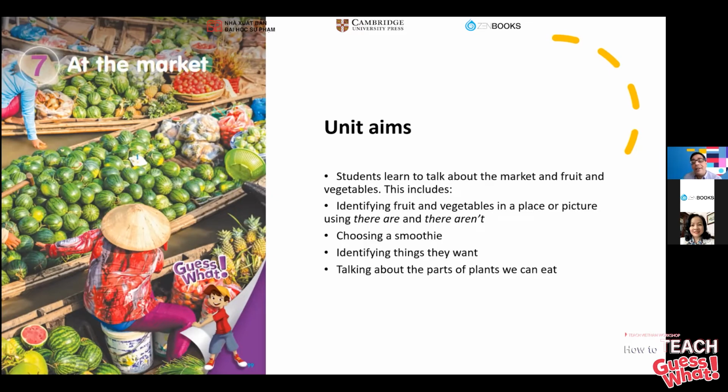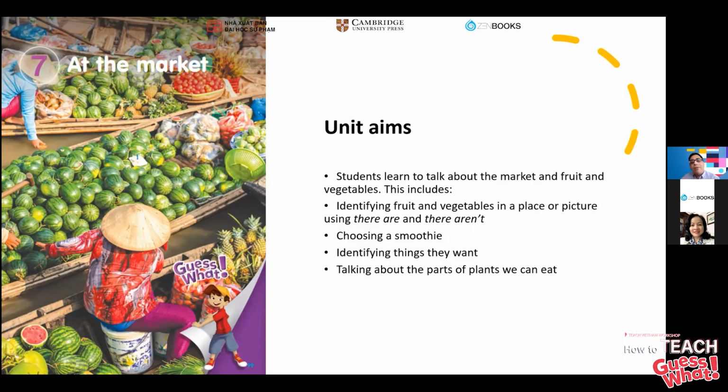We also want them to identify fruit and vegetables in a place or a picture using "there are" and "there aren't," because that's actually grammar, isn't it? It's different than "there is" and "there isn't," because it involves plural. And in a previous unit, they've learned "there is" and "there isn't." But now we can look at it this way to say, how do we talk about things with a plural variety? And how can we talk about it with positives and negatives? It's something that may seem simple to us, but we have to remember how much difficulty students sometimes have with "there is, there are, there isn't, there aren't." And so we have this specific grammar point.